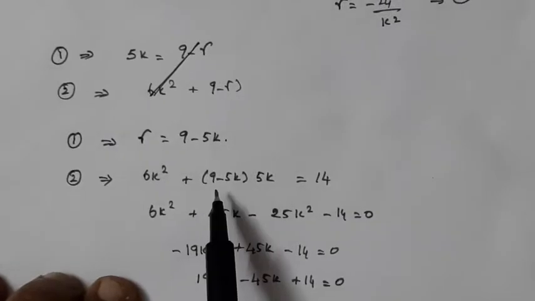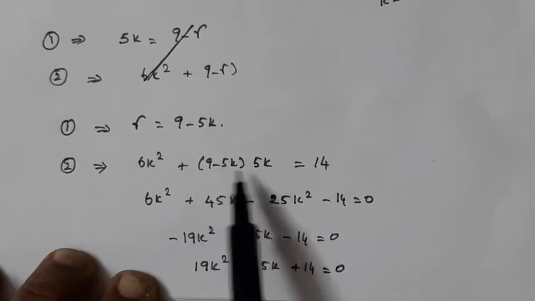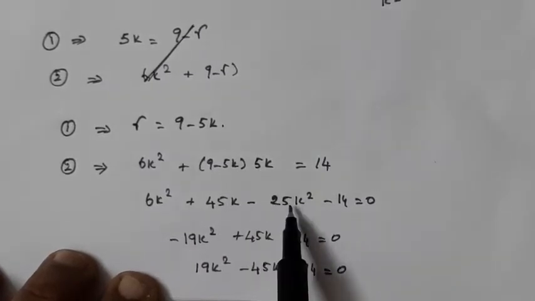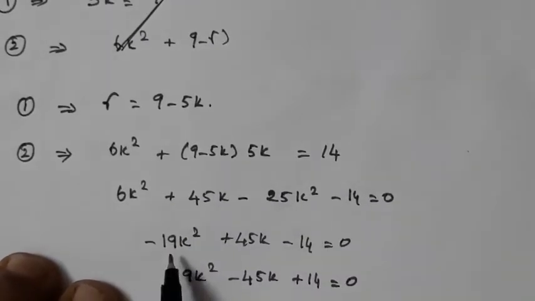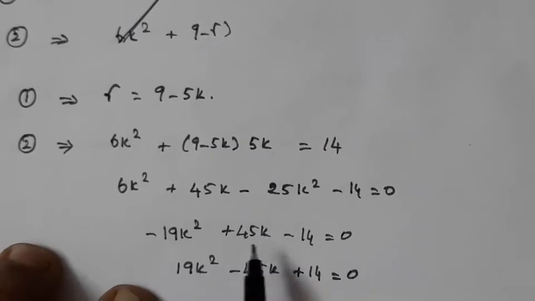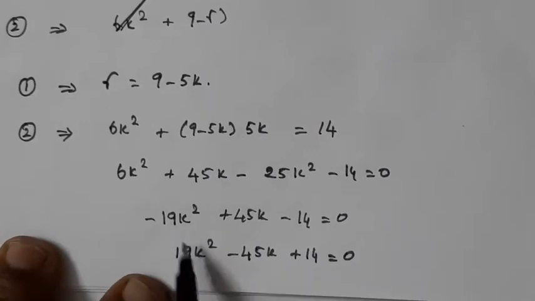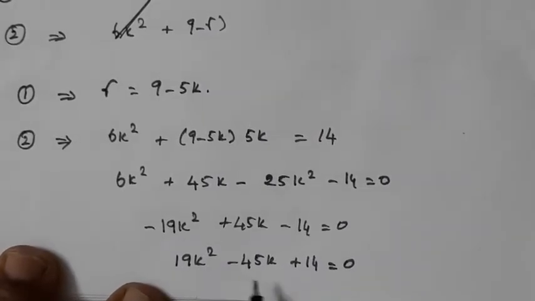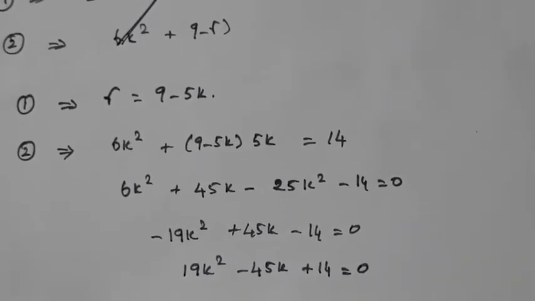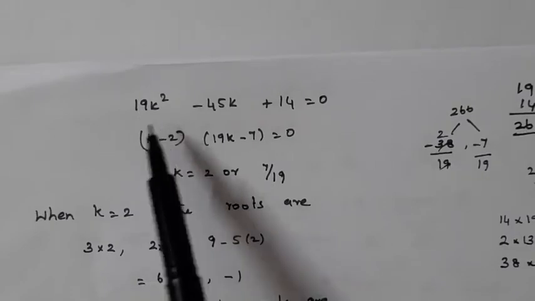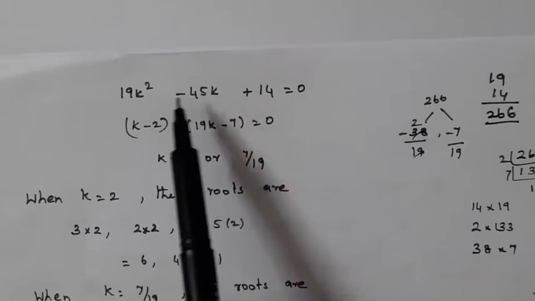Now on substituting 9 minus 5k in the second equation, we have 6k squared plus 45k minus 25k squared minus 14 equal to 0. Then 6k squared minus 25k squared is minus 19k squared plus 45k minus 14 equal to 0. Multiplying throughout by minus 1, we have the quadratic equation in k as 19k squared minus 45k plus 14 is equal to 0. So, by solving this, we get the value of k.